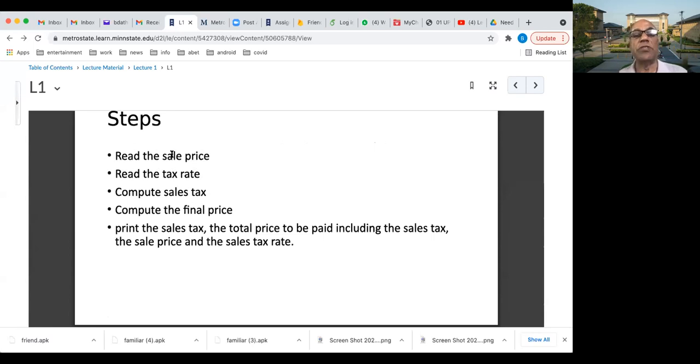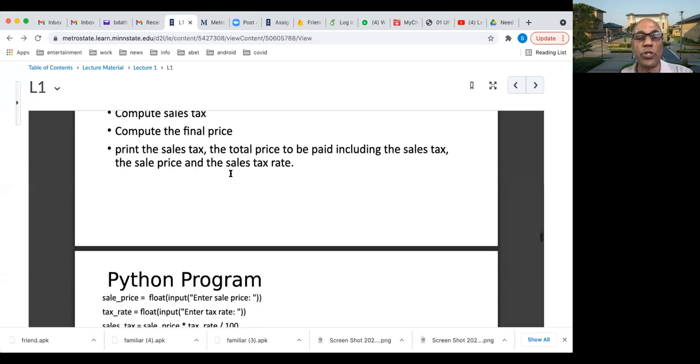They don't change. If you know the sale price and tax rate, sales tax is set. You can't really, you don't have an option. It has to be done in a particular way. Or computing the final price has to be based on the sales tax that you collect plus the price of the item. This is output, printing the sales tax, the total price to be paid, etc.